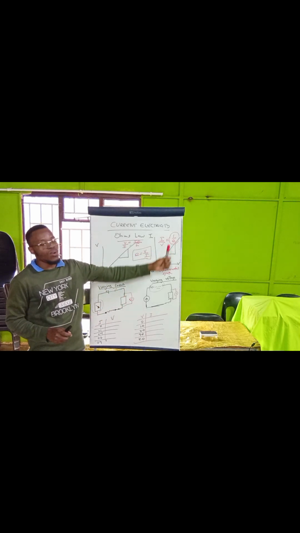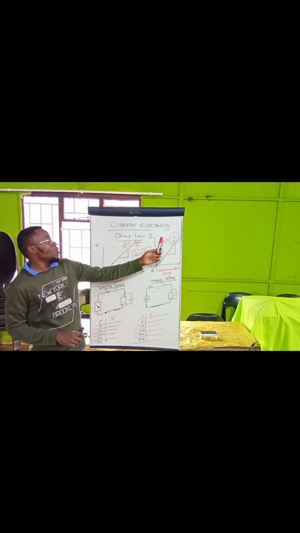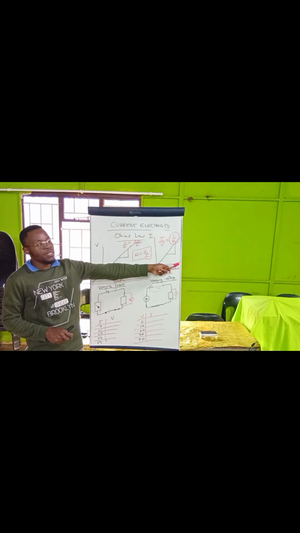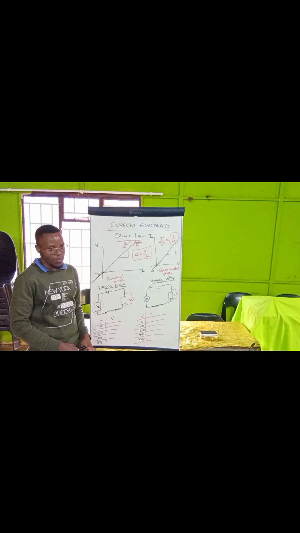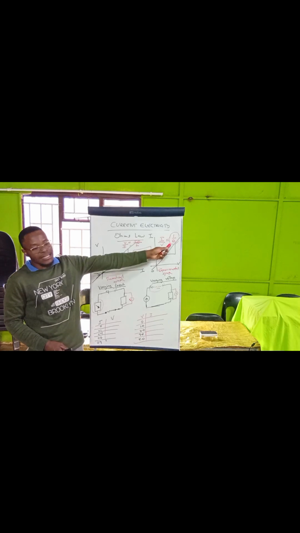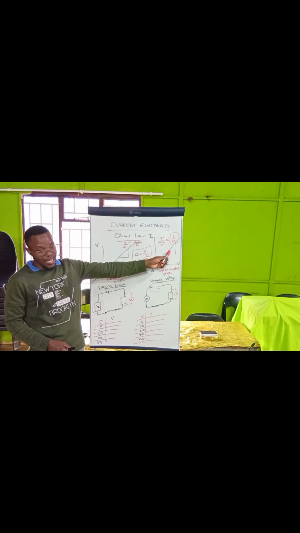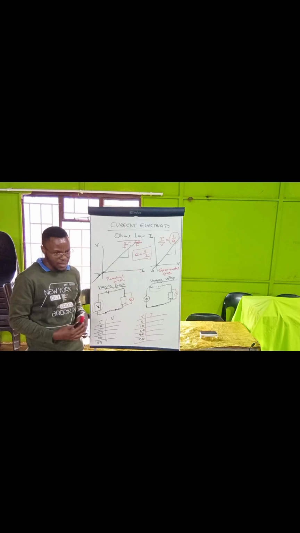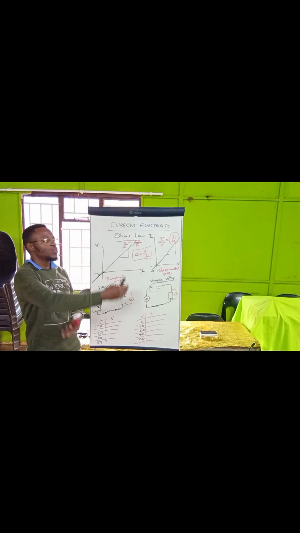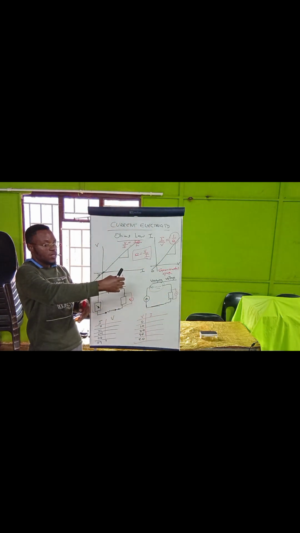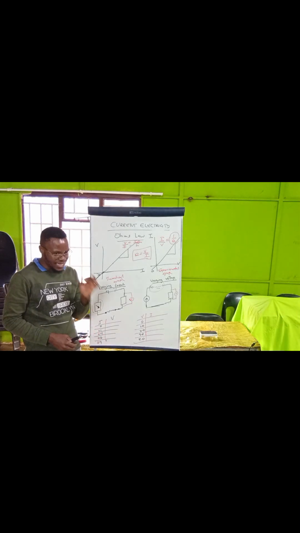But the problem with this one is that it is I against V, which means it is reciprocated, or I over V. So the gradient that you will get now, you will have to reciprocate it, so that you get the correct answer as a resistance.